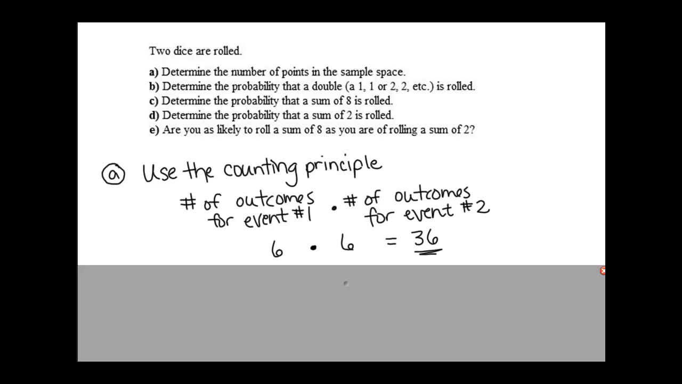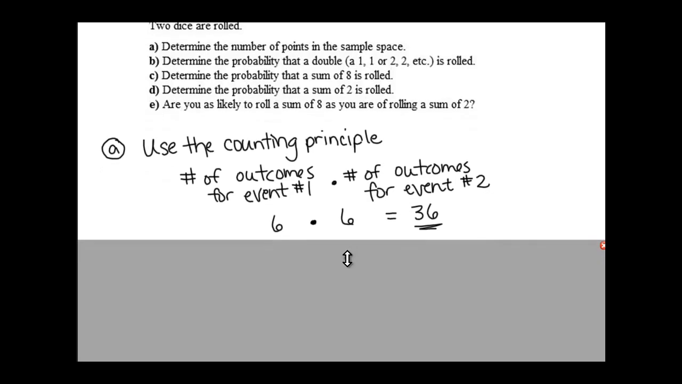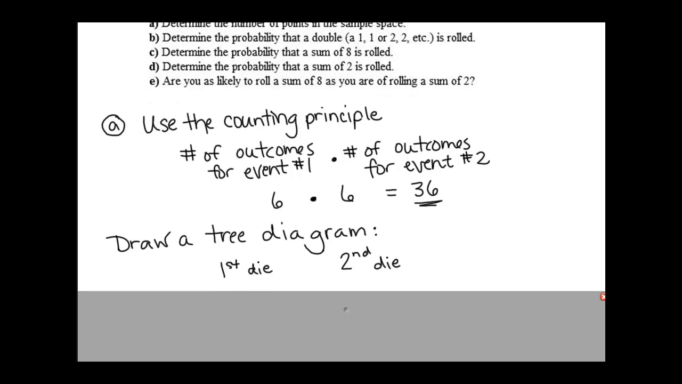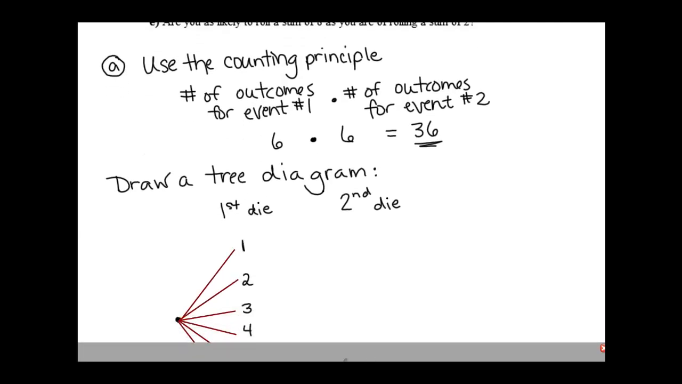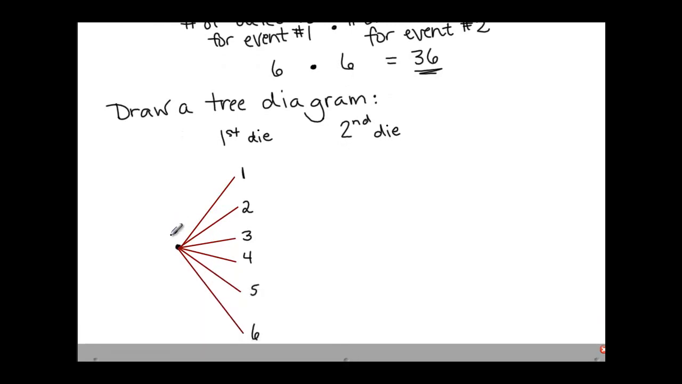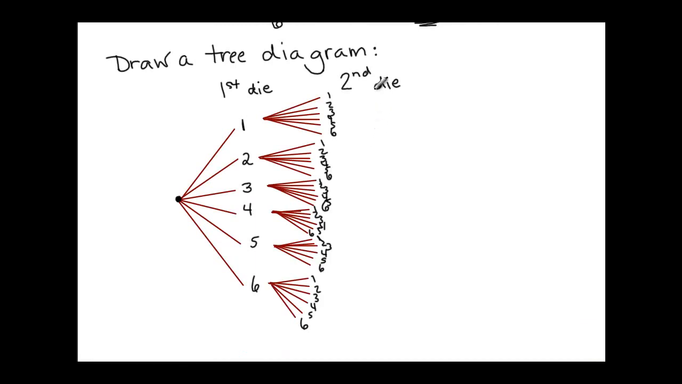Now let's draw a tree diagram to represent the different outcomes. So to do that, we're going to start with the trunk of the tree. In a tree diagram, you'll always start with a dot, and then from that dot we're going to have different branches. So the outcome for the first die would be numbers 1 through 6, and then the second die, since the outcomes would also be 1 through 6, each outcome from the first die would have for the second die the option of numbers 1 through 6.